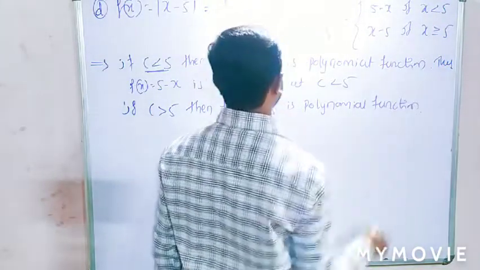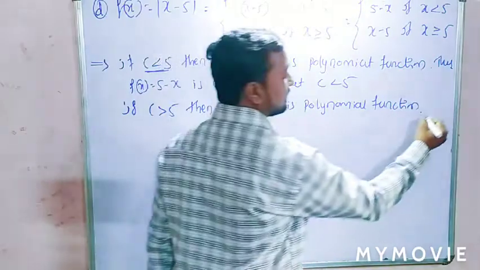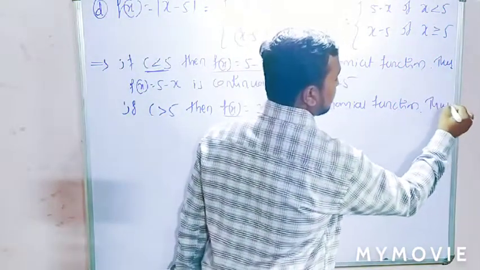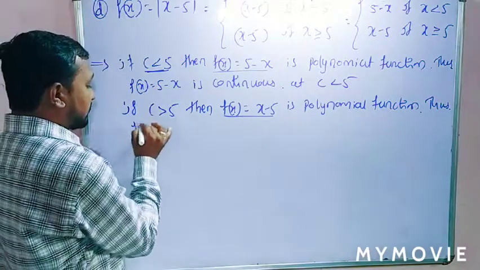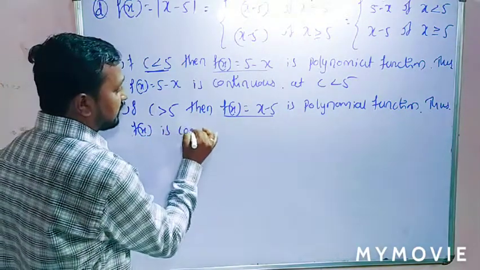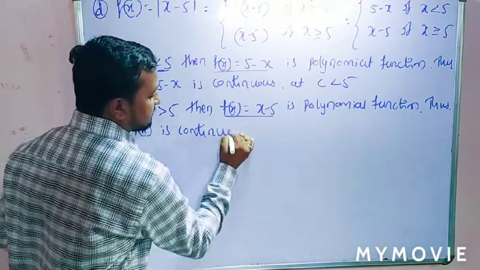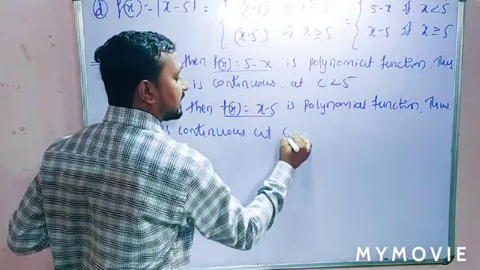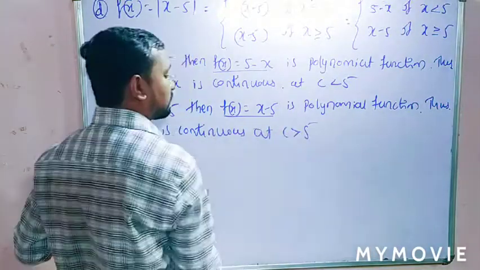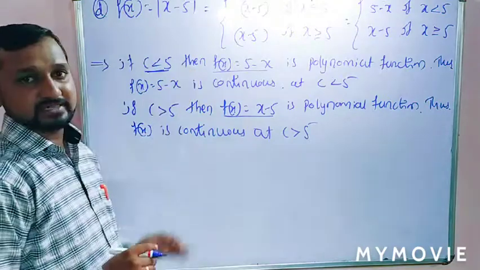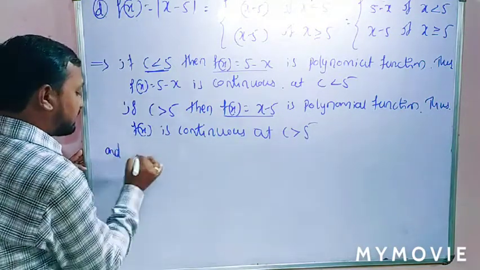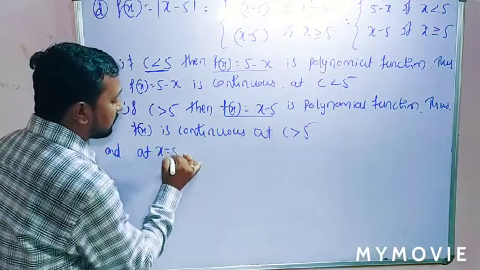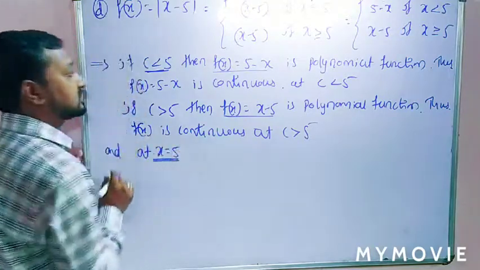It is a polynomial function. Thus every polynomial function is continuous. Already we know that. Thus f of x is continuous at every real number c greater than 5. This is a very simple step. Okay, and very important, and at x equal to 5.